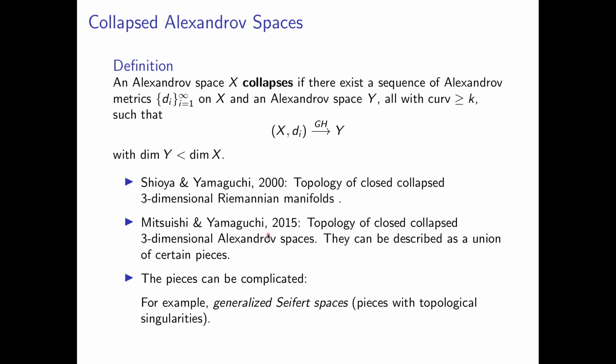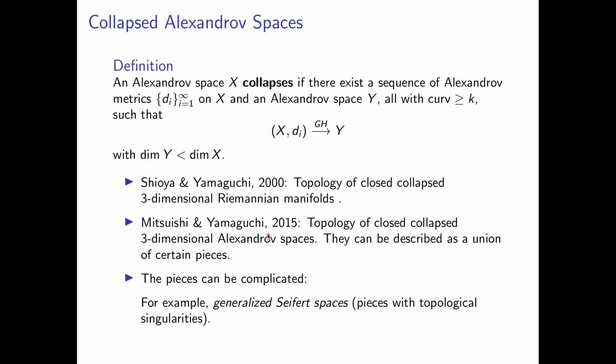So they looked at the local structure, and they have quite complete topological information on these spaces that collapse, for example, to dimension 0, 1, or 2. So those are our possibilities.